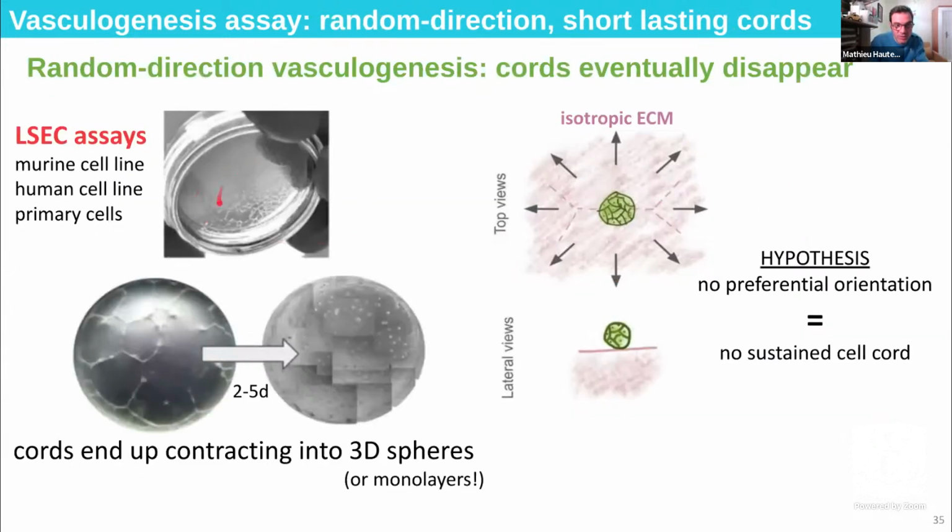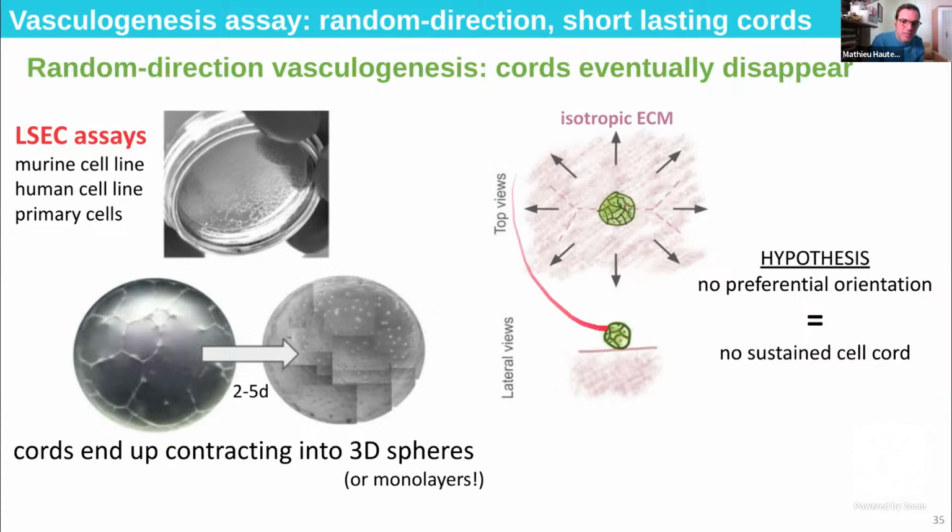So you can basically do exactly that with the endothelial cells from the liver, which are called LSECs, liver sinusoidal endothelial cells. She tested a murine cell line, a human cell line, and primary cells, thanks to Genaro and his team. Many different endothelial cells were tested, and they all work very well. But if you wait longer, these cords actually never form a lumen. So we stopped calling them vessels because they have no lumen. And after a few days, they contract and end up being spheres. We even call them apoptotic bodies because we think they're dying.